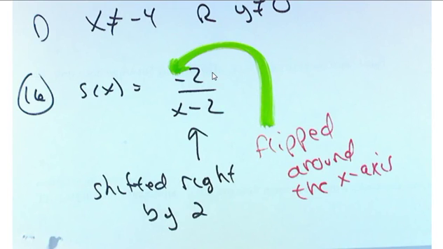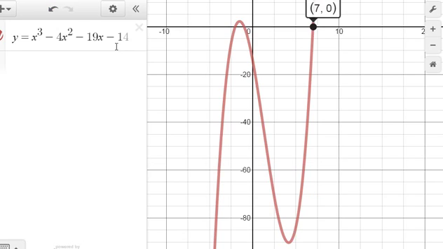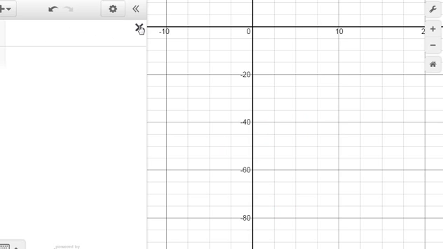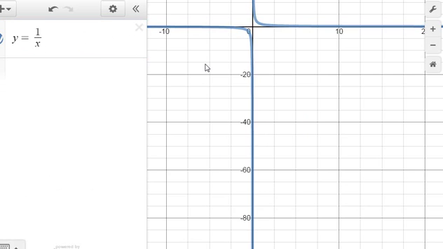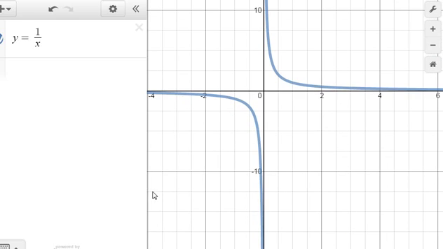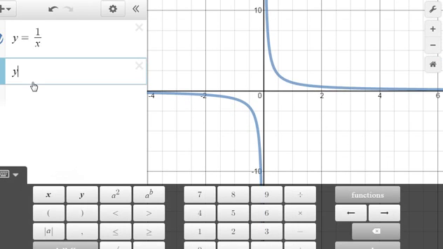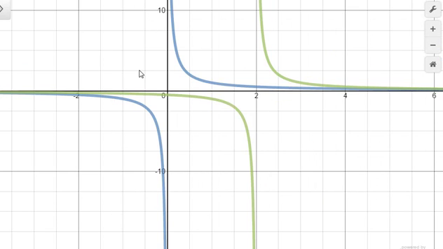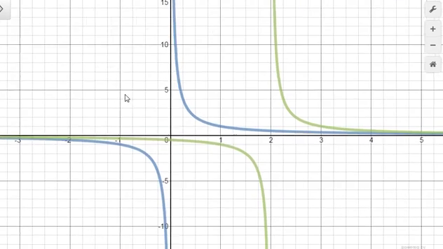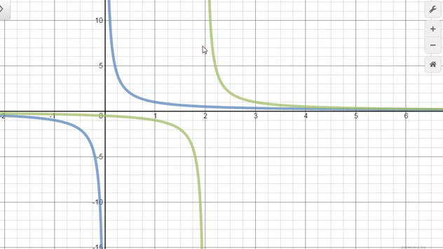And let's see those changes as we graph them on Desmos. So let's start out with the graph of y equals 1 over x. That's kind of like our basis for comparison here. And let's zoom in a little bit to there. And then we'll take a look at the graph of y equals 1 over x minus 2. Now that caused the shift that we expected. It caused a shift to the right by 2. So this vertical asymptote is at x equals 2, not at x equals 0.